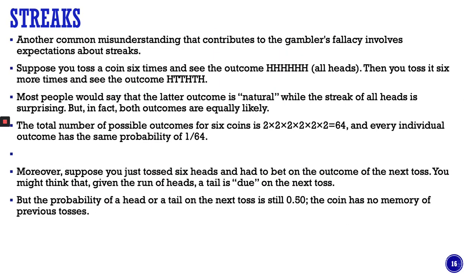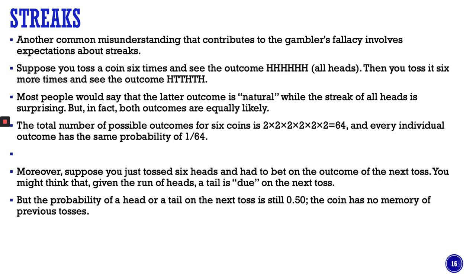So another common misunderstanding that contributes to the gambler's fallacy involves expectations about streaks. Suppose you toss a coin 6 times and you see the outcome head, head, head, head, head, head, which is all heads. Then you toss it 6 more times and see the outcome of head, tails, tails, head, tails, heads. Most people would say that the latter outcome is natural, while the streak of all heads is surprising. But in fact, both outcomes are equally likely.